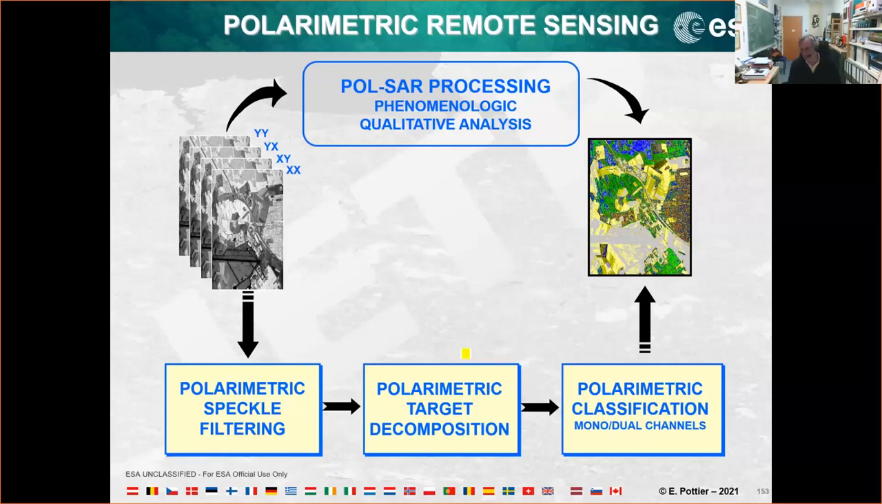And by the end, the last step can be a classification, a segmentation, supervised, unsupervised, whatever, just to have an idea of the results you can get, and of how the different pixels contain the same information. So this is what I propose to see, and we shall start with speckle filtering, then the decomposition, and then the classification. Okay, so first step, speckle filtering.